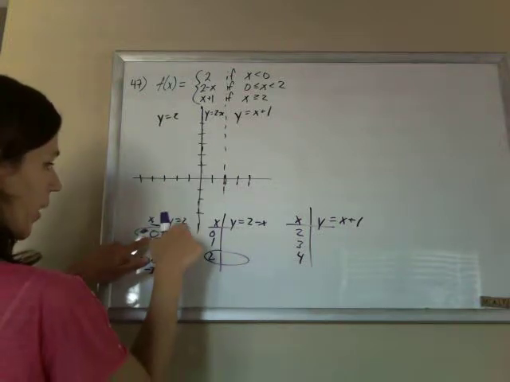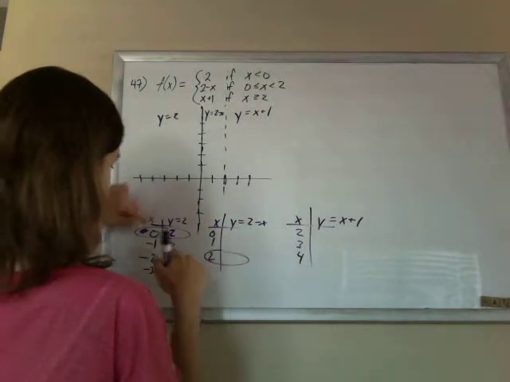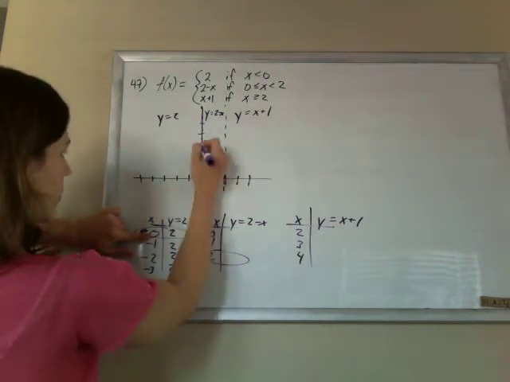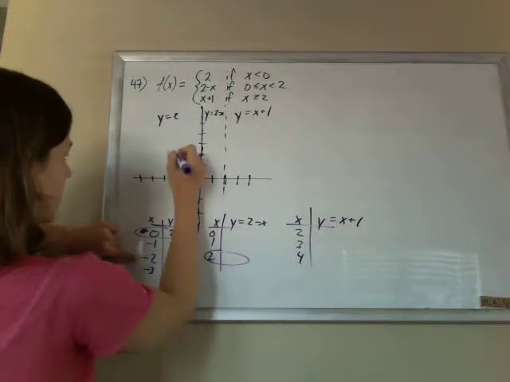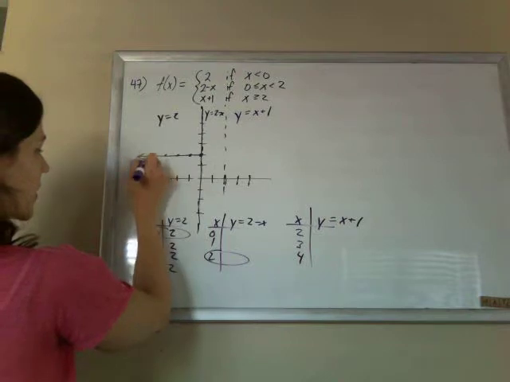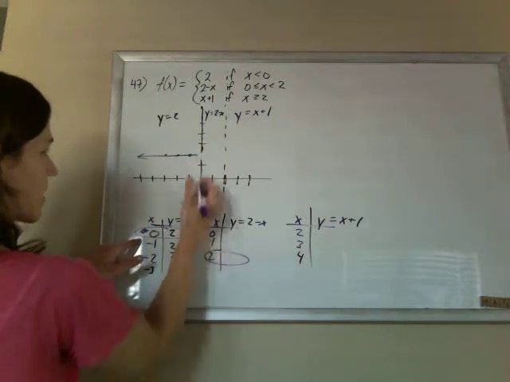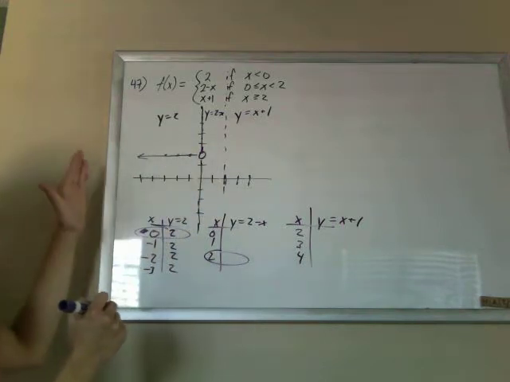y will always be 2 here. So 2, 2, 2, 2. And so when x is 0, y is 2. When x is -1, y is 2. When x is -2, y is 2. We get that constant function that we expect, and I was supposed to leave this as an open dot. That was my reminder. So that's that piece.